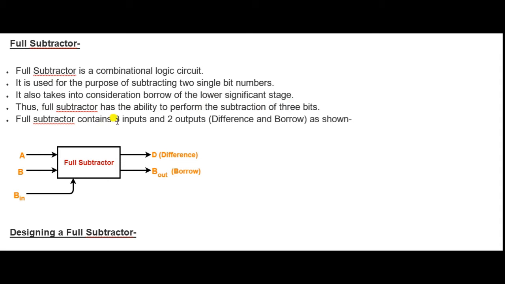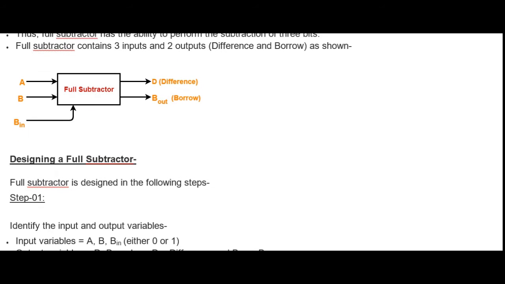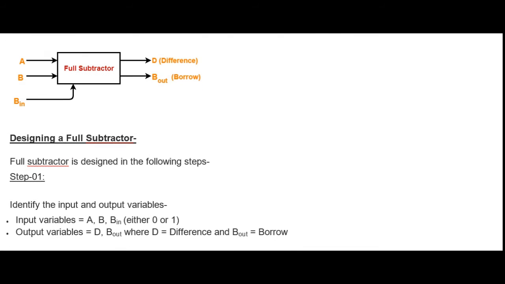Full subtractor contains 3 inputs and 2 outputs as shown below. This is a block diagram of full subtractor. It has 3 inputs A, B, borrow in, and 2 outputs in the form of difference and borrow. Next, we want to see the designing part of full subtractor.